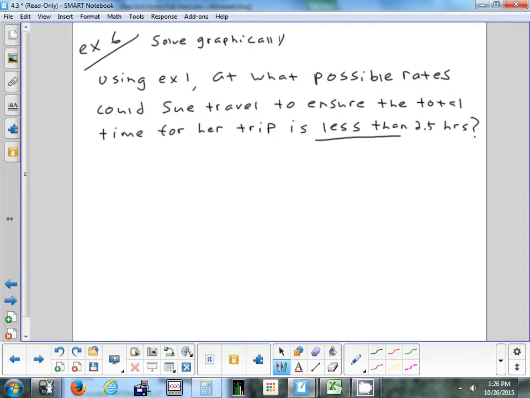This one, though, we're not going to use algebra. We could use a sign chart. We'll try one like that in a minute. But we're just going to graph it. All right, so it says, at what rates would Sue have to travel to make her time less than 2.5 hours? So we want her time to be less than. And what was our original equation? 30 over x plus 90 over x plus 20. Just plug that in.